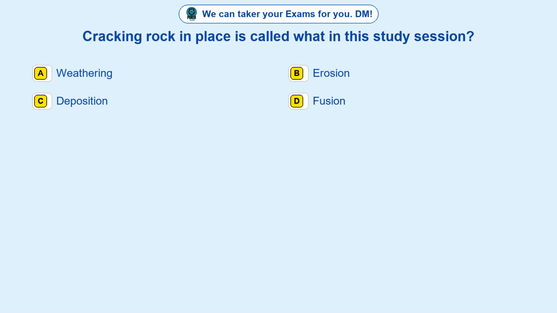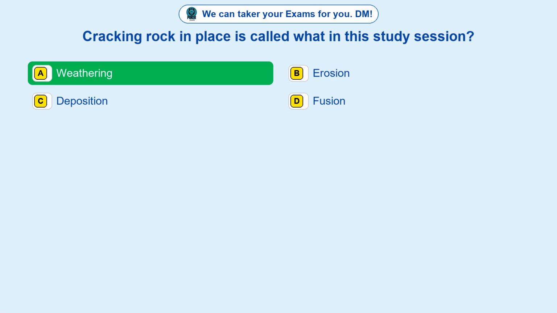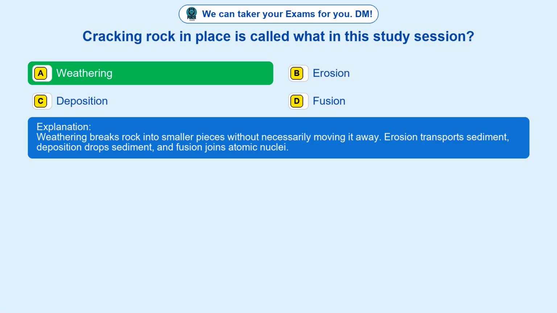Question 81. Cracking rock in place is called what in the study session? Option A, weathering. Option B, erosion. Option C, deposition. Option D, fusion. The correct answer is option A, weathering. Weathering breaks rock into smaller pieces without necessarily moving it away. Erosion transports sediment, deposition drops sediment, and fusion joins atomic nuclei.